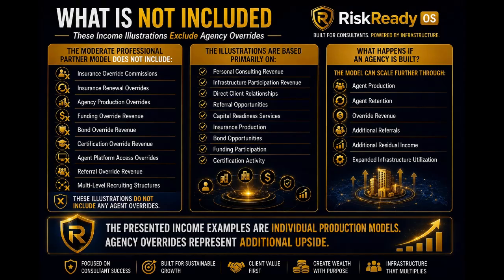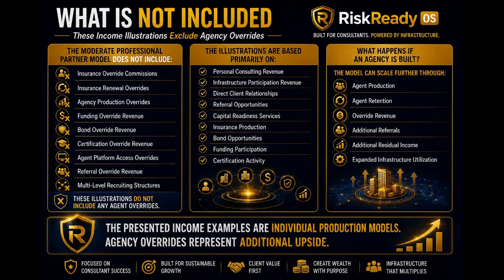Before we discuss why the model scales, it's important to understand what these income illustrations do not include. The revenue examples presented throughout this presentation are not based on building a large recruiting organization or creating a massive downline. They do not include insurance override commissions, renewal overrides, agency production overrides, funding overrides, bond overrides, certification overrides, referral overrides, or other agency-level compensation structures. Instead, these examples focus primarily on direct consultant activity, infrastructure participation, client relationships, and service delivery opportunities.